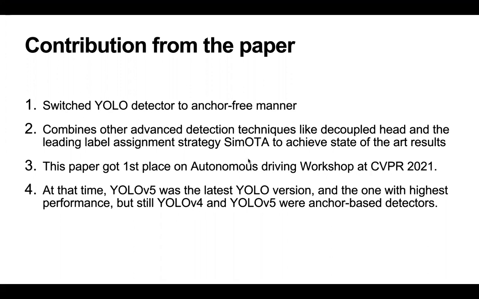Also, in addition, this paper got first place at the autonomous driving workshop at CVPR 2021. And at that time, YOLOv5 was the latest version and the one with the highest performance. But still, YOLOv4 and YOLOv5 were anchor-based detectors.